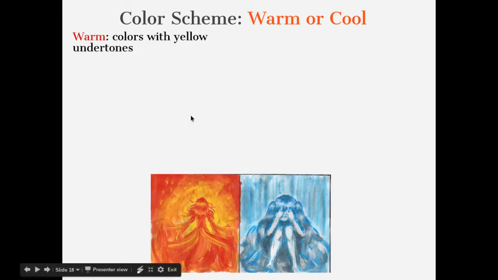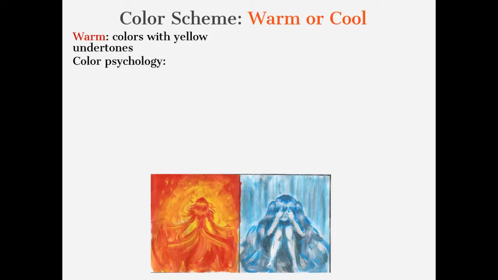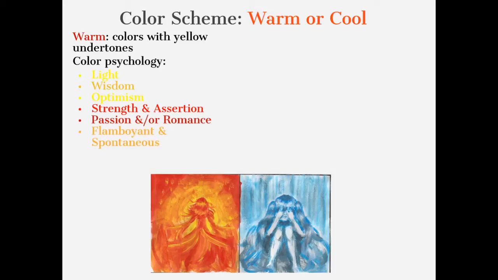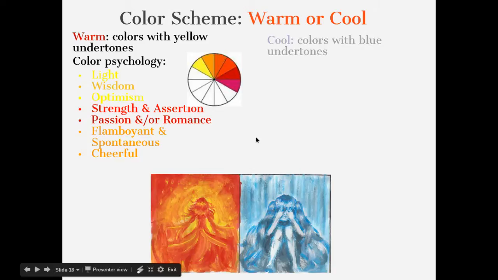You have the warm and cool. Warm colors are all the yellow undertones. Now, a little color psychology just for the fun of it. Yellow is a light color that says wisdom and optimism. Reds are strength and assertion, passion or romance, and oranges are flamboyant and spontaneous. Cheerful. So those are the feelings that come up with those colors, and they're this part of the color wheel.